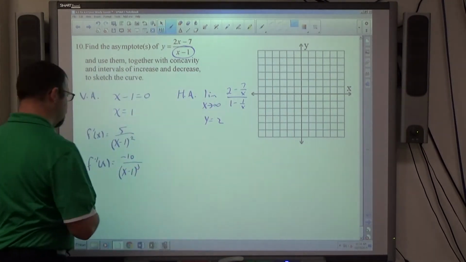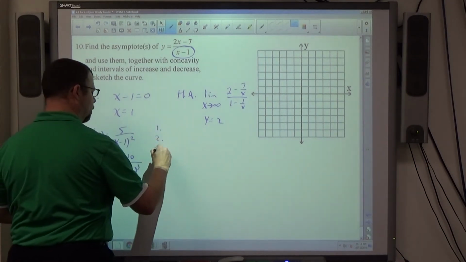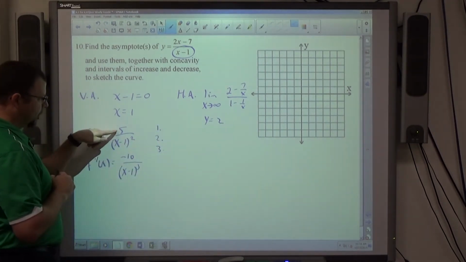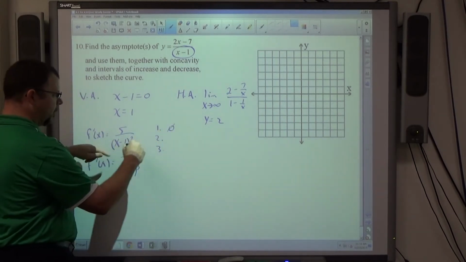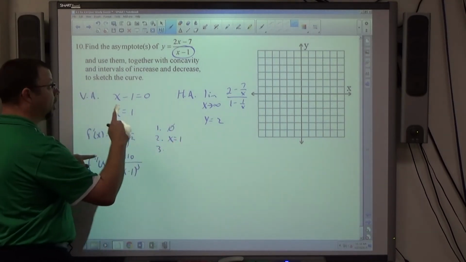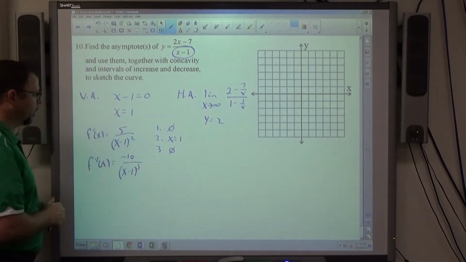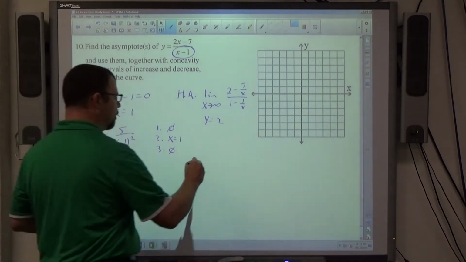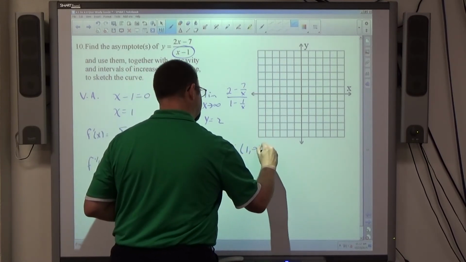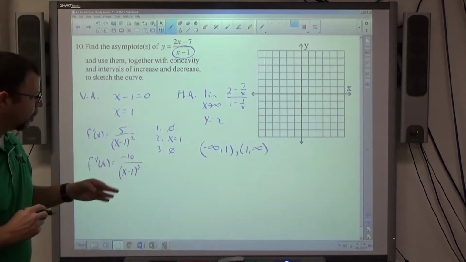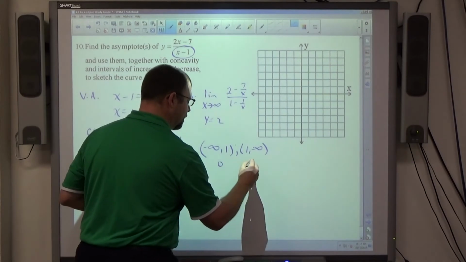Critical numbers of the first derivative, criteria 1, 2, and 3. The top does not equal 0 ever. The bottom equals 0 at x equals 1. There's no endpoints. So the only critical number is 1. So I'm going to go from negative infinity to 1, and then from 1 to infinity. If I test the intervals, I'm going to go with 0 and let's go with 2.